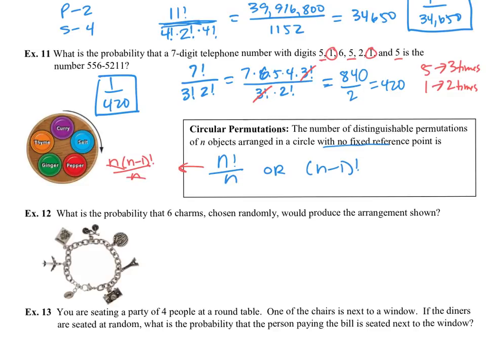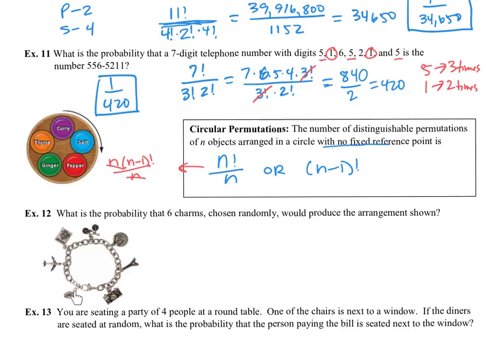So you can see that n factorial over n is the same thing as n minus 1 factorial. So for example, let's take a look at this example. What is the probability that 6 charms chosen randomly would produce the arrangement shown? Well, since this is a circular permutation, we'll use this formula, n factorial over n. So how many objects are there? There are 1, 2, 3, 4, 5, 6, 7.